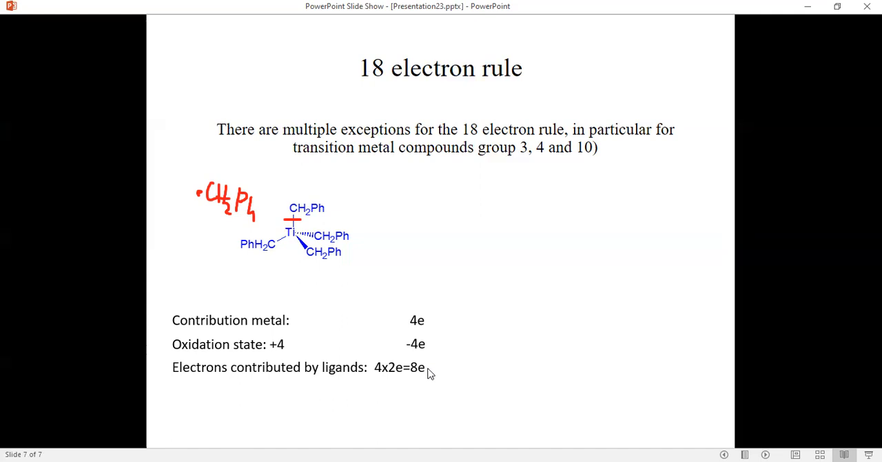So that's of course far less than 18. Obviously it's a gross violation of the 18 electron rule. We can think about why this complex couldn't adhere to the 18 electron rule. The answer is that such an early transition metal has very few valence electrons. It would need a huge number of ligands to achieve 18 electrons, and that would lead to unreasonably high coordination numbers, especially with bulky ligands like here.